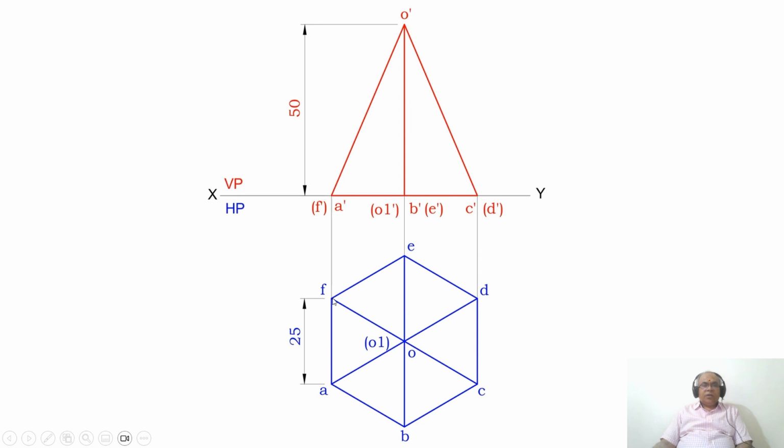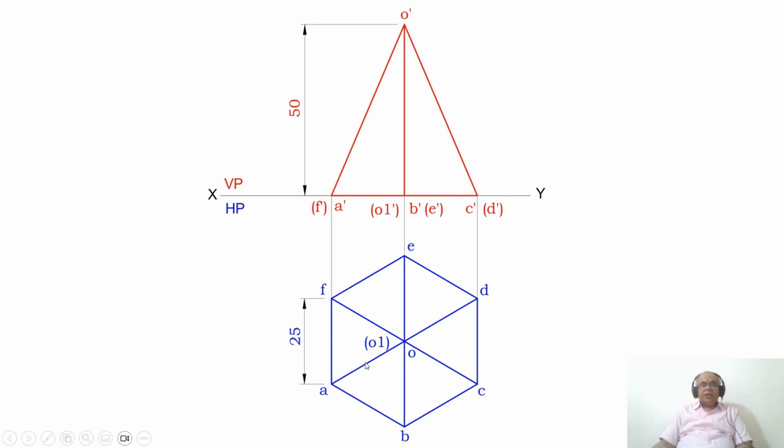You can see one of the base edges, that is AF, and since it is a hexagon, the edge opposite to this is also a base edge. So you have one base edge here and the other base edge here. Since both edges are perpendicular to VP, I can rest it on this or on this. Now all the edges of the base are parallel to HP, therefore you get the true length in HP. What is the true length of the hexagon side? It is 25 mm.